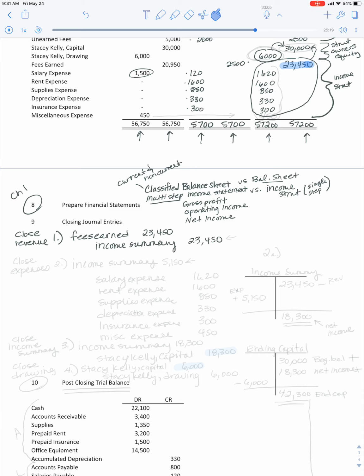So we don't put it on a financial statement. Second step, close expenses. All of our expenses are debits here, so we're going to credit them to make them 0. So I'm going to start with my credits first.